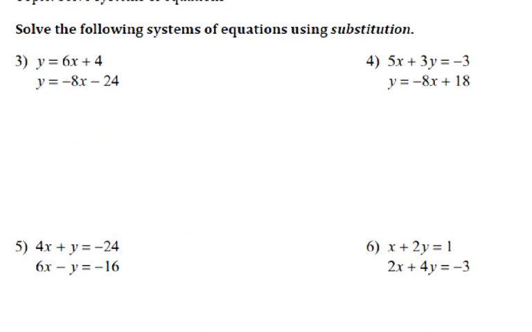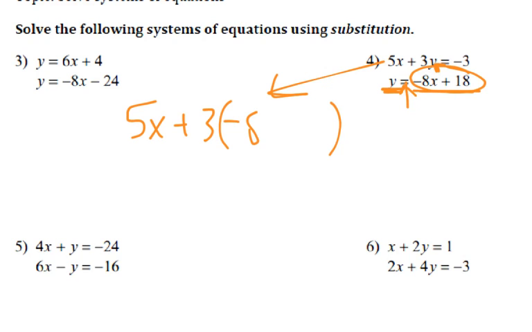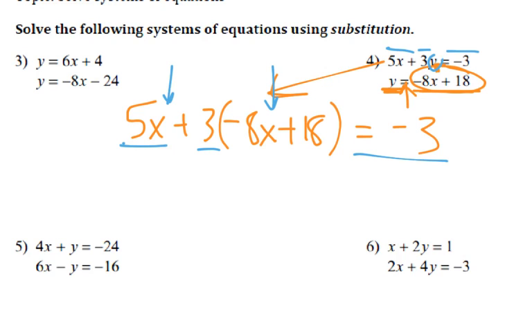Let's clear some space. So for 4, we've already got the y and the negative 8x plus 18, so we know we can substitute this guy in for the y in the other one, because that equal sign told us we could. It told us that y and negative 8x plus 18 are the same thing. So in my other equation, we substitute out the y, substitute in the negative 8x plus 18, giving us now the ability to solve because we only have one type of variable. But notice everything here is the same except for the y.